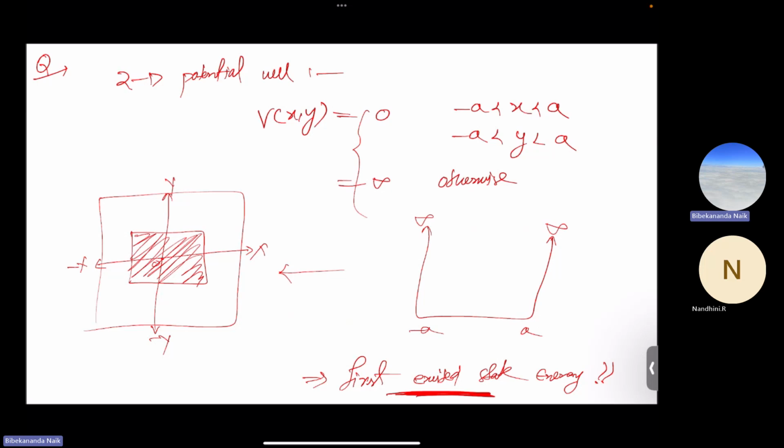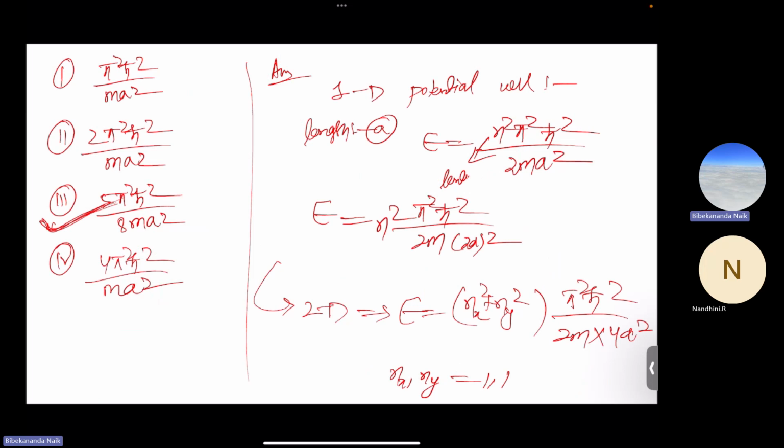So what we did basically: the question was that there is a 2D potential well, and the 2D potential well is of length 2a, because x varies from -a to +a and y also varies from -a to +a. So what will be the first excited state energy of this potential? Then these are the options. Now, according to the one-dimensional potential well, if the length of the potential is a, then the energy is given by n square pi square h cross square by 2m a square. But here the potential is of length 2a, so it will be n square pi square h cross square by 2m into 2a square.